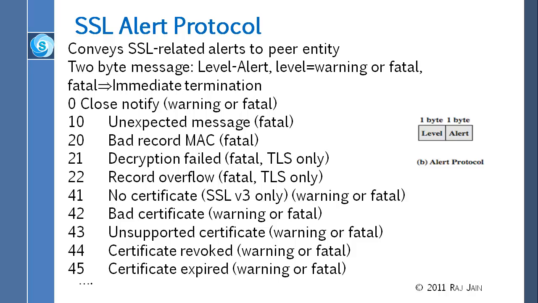And then the alert. Alert could be one of these numbers. 0 means close, 10 means unexpected message, 20 means bad record, and so on and so forth. And the list continues. Each of these types is either fatal or warning, and either SSL or TLS or both. So this one was used only in SSL version 3, this one is used only in TLS, and so on. So TLS in particular has a much longer list of alerts than SSL version 3.